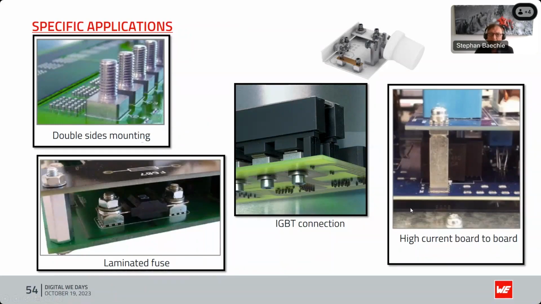And also for high current board-to-board applications. This is a welding machine, and this customer has 200 amps from the lower PCB to the upper PCB with a board-to-board connection and also a strong mechanical connection with the RedCubes.